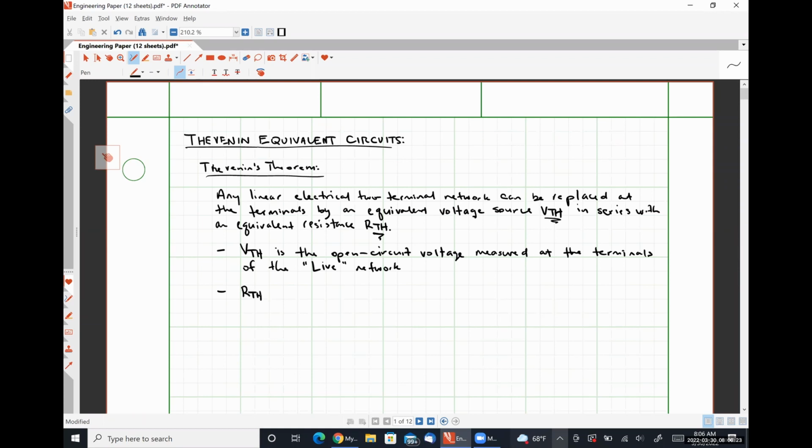And our Thevenin equivalent resistance, RTH, is the resistance seen looking into the terminals of the dead network, where a dead network is simply one in which all of the independent sources are turned off.